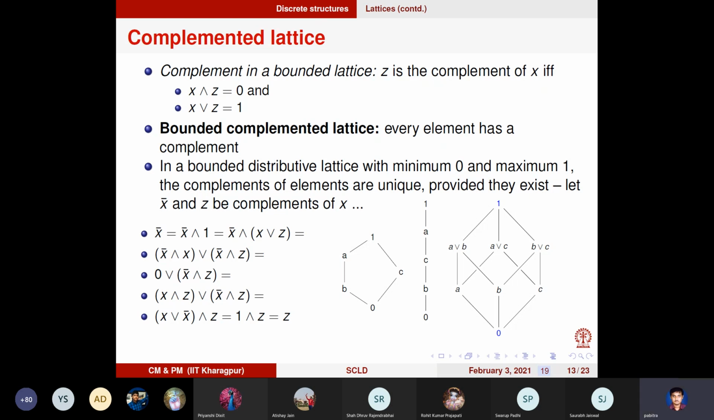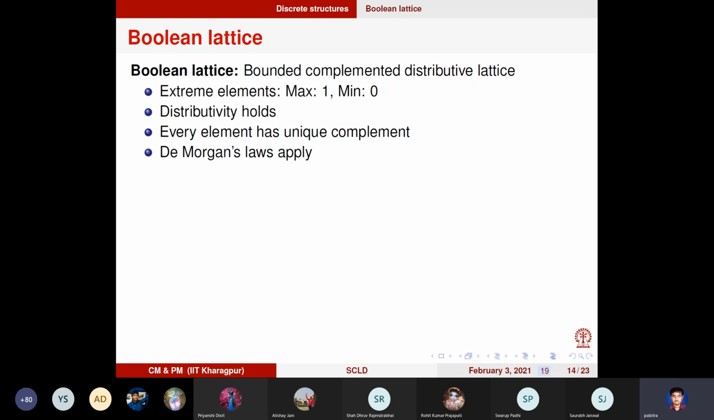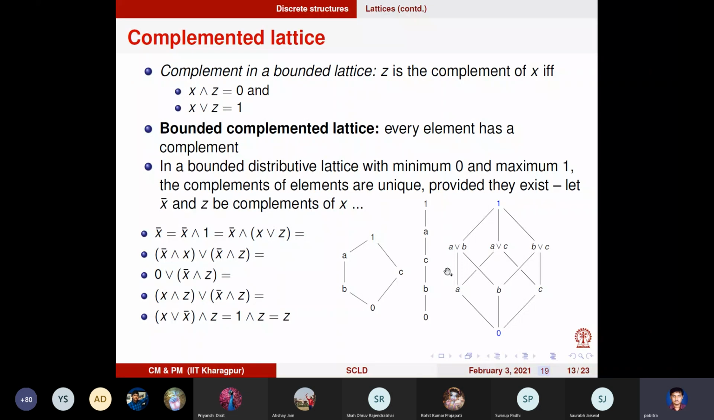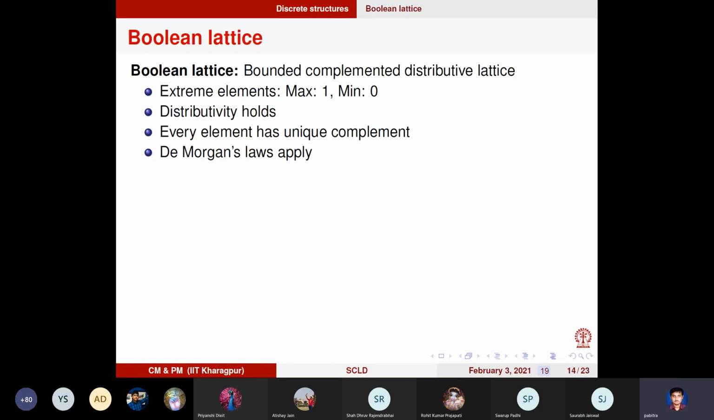All right. So these three properties are important. We will see later that these are important for our course also. So these lattices, which are bounded, complemented, and distributive, would be called a Boolean lattice. So a Boolean lattice is a bounded, complemented, distributive lattice.